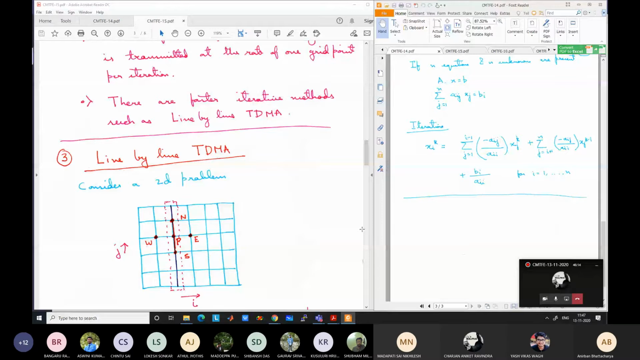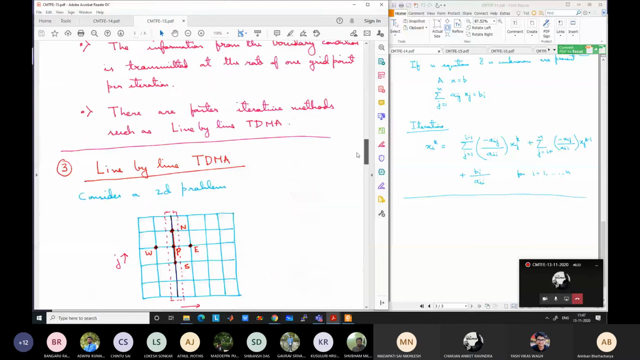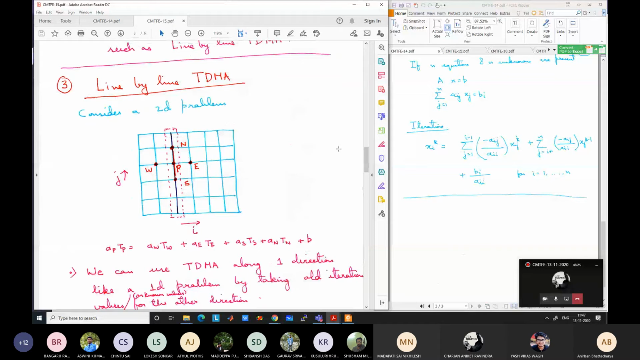So there are other methods also, like Gauss-Seidel and successive over relaxation. I will just mention them later, but we will not study those methods. Let us study this line by line TDMA method.